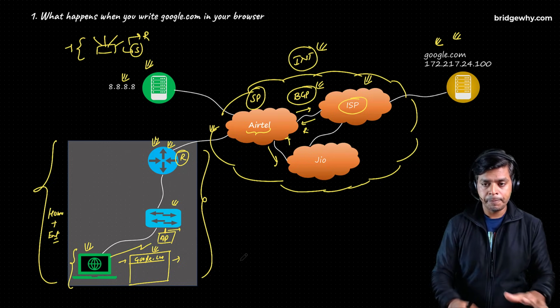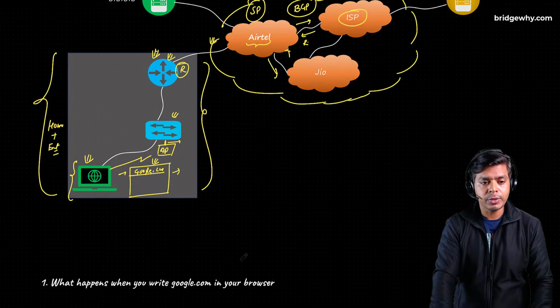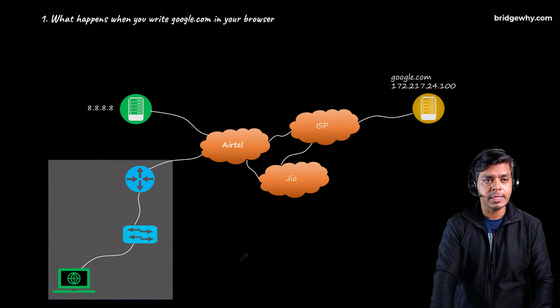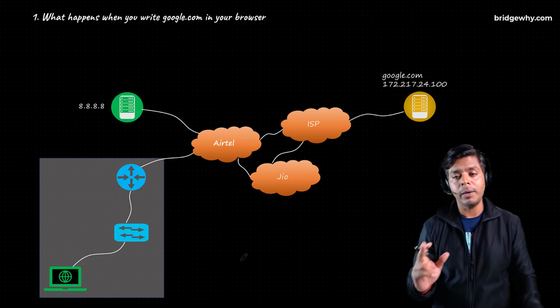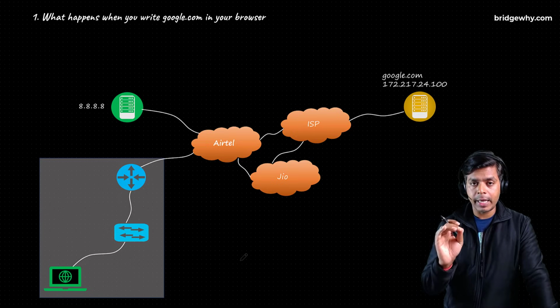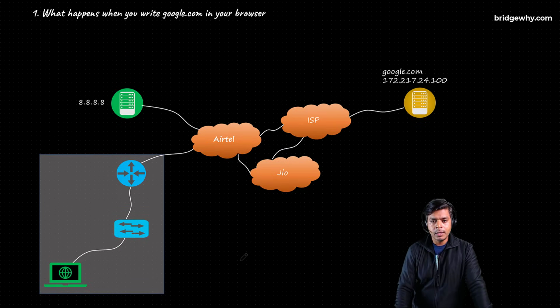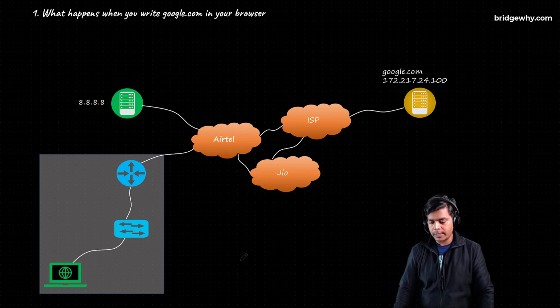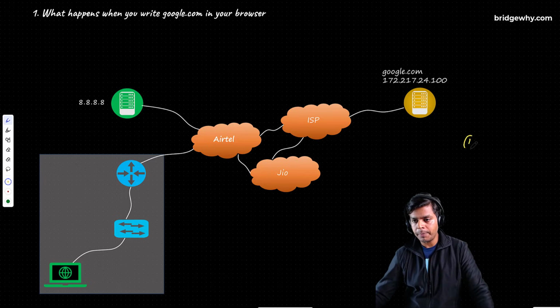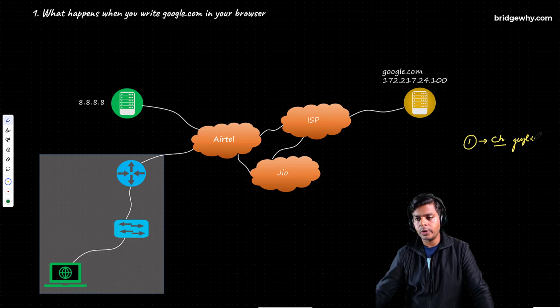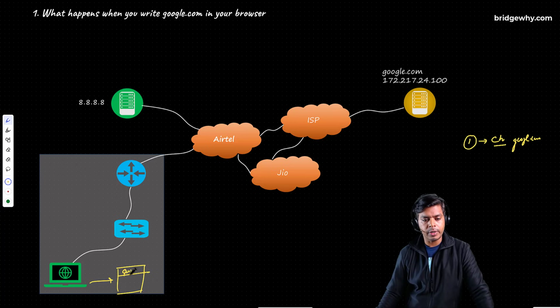www.google.com. By the way, this picture is looking cluttered, so I will move to the next board, which is exactly the same. As I mentioned, we have only one board today, and I will explain everything step by step on this board itself. So where will the process start? Step number one is that I will open my Chrome browser and write google.com inside it.